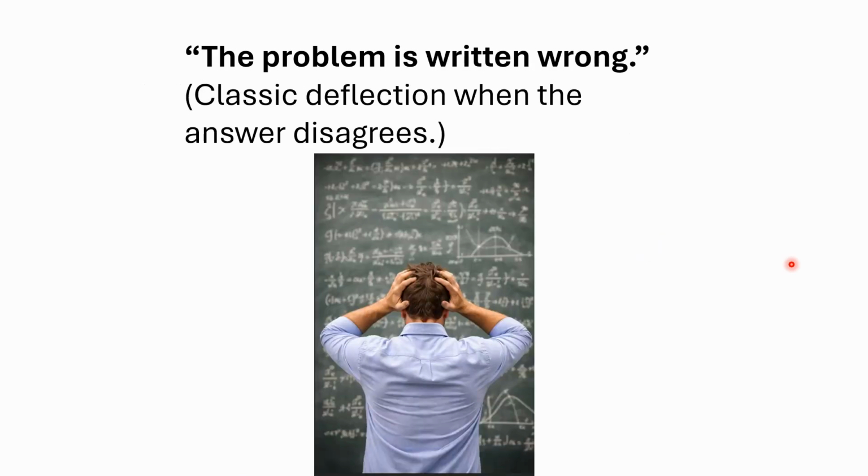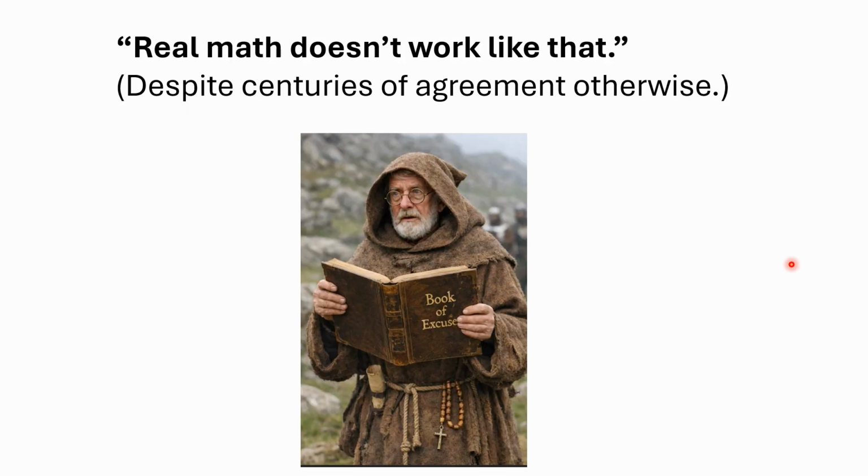And then this one here I see all the time too. The problem's written wrong. I'll hear things like, "Well, if you're supposed to multiply first, they should have written the multiplication first, going left to right." And that's just kind of a deflection. When their answer disagrees with the right answer, they don't understand. They'll just say, "Oh, it's just written wrong." Okay, that's another excuse.